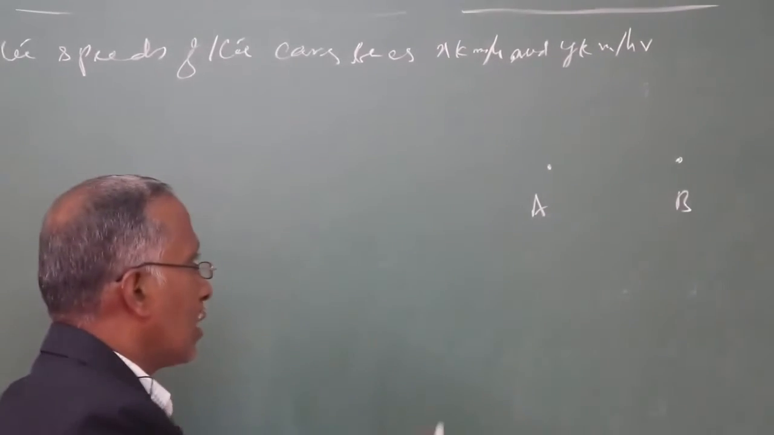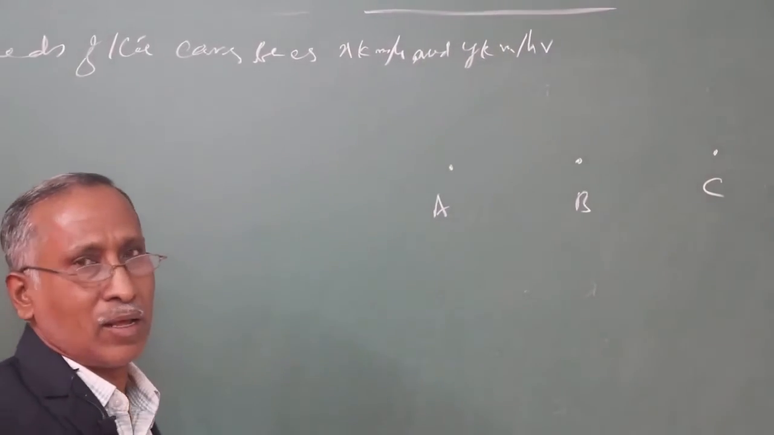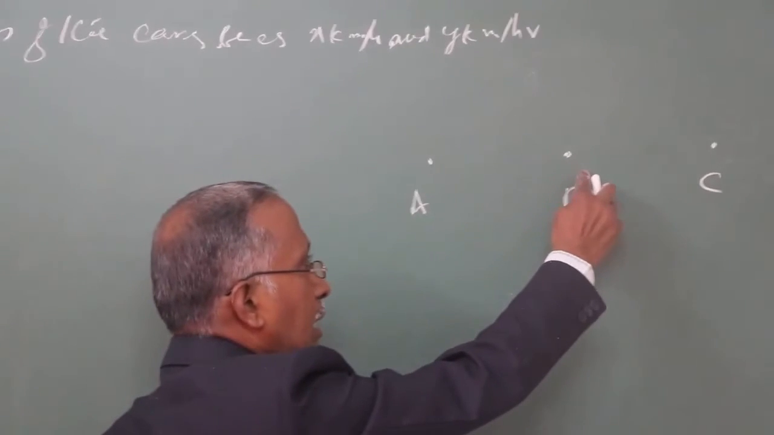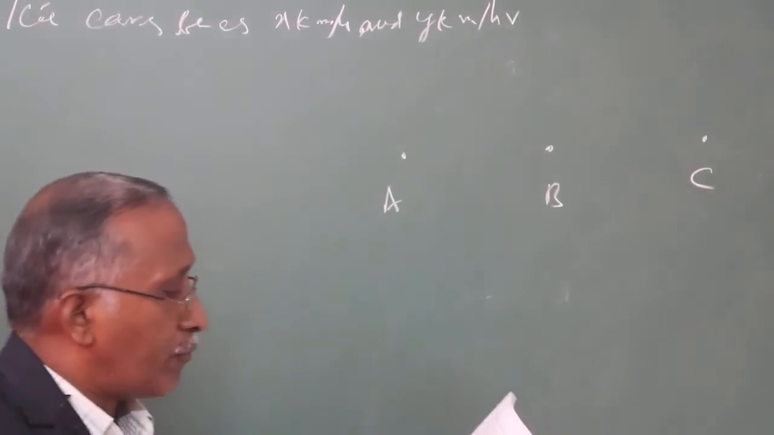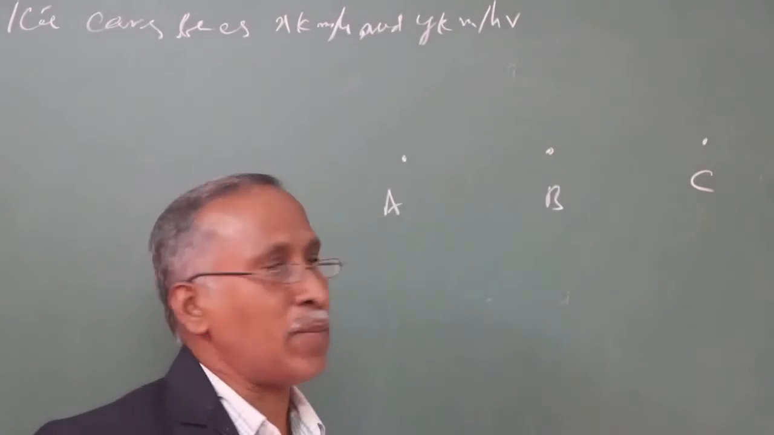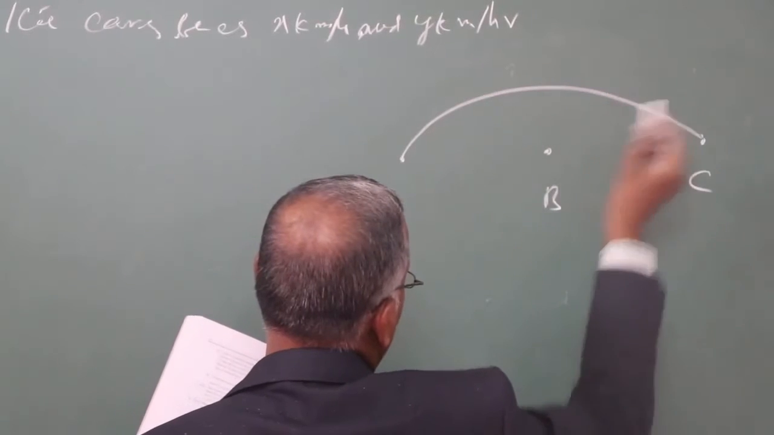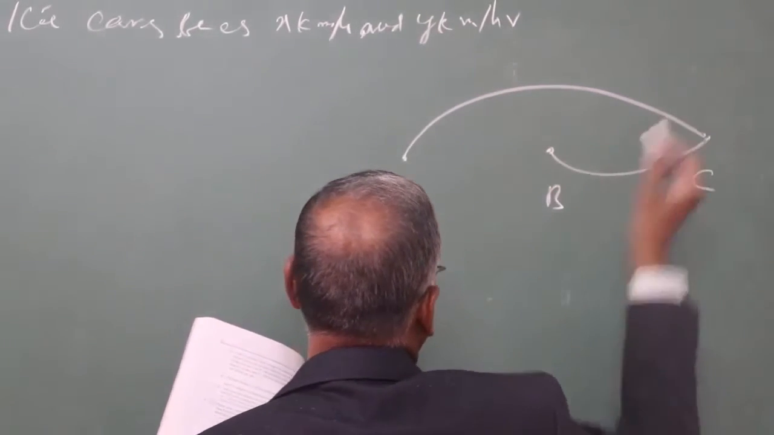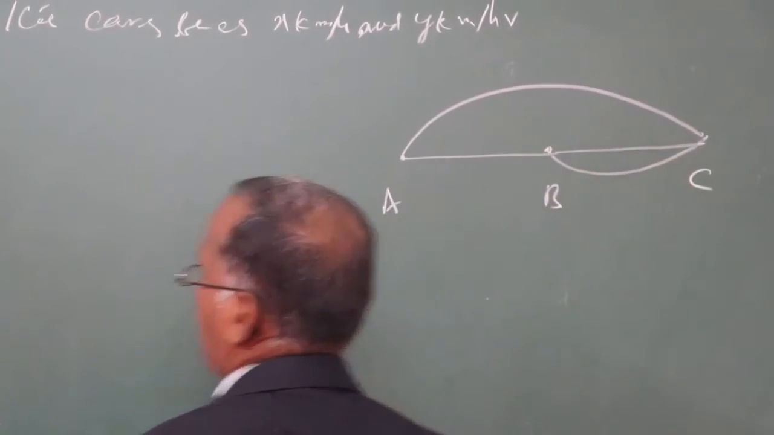That means here, the car which is starting from A is moving with the speed of x kilometers per hour. The second car is starting with the speed of y kilometers per hour from B. After traveling 5 hours, they meet at C. That means A covers this much distance, B covers this much distance in 5 hours. Join A, B and C.